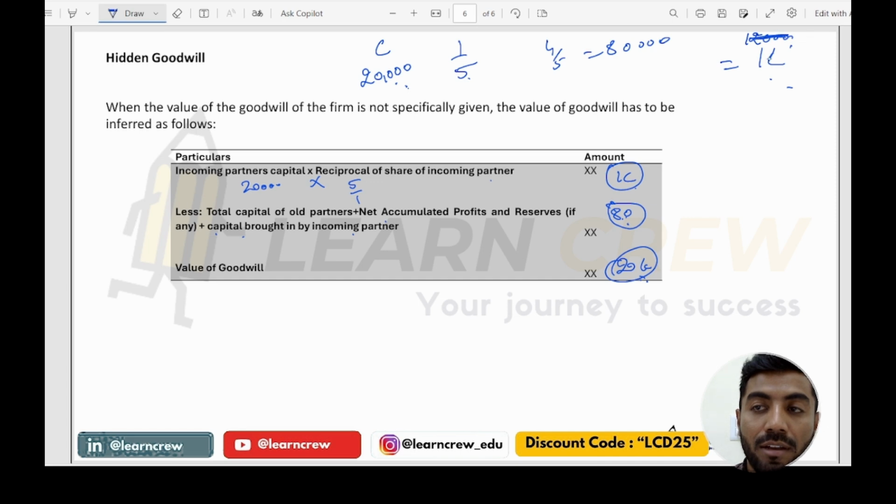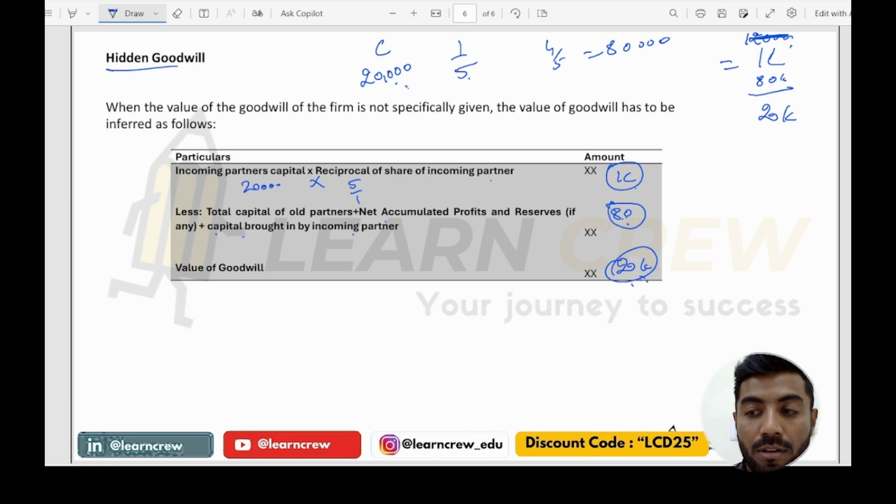Here it has to be 80,000, not 1 lakh 20. The balance, whatever was at 20,000, will be the goodwill, over and above what is there in the firm. Total capital over and above what is there in the firm is nothing but the goodwill. That is nothing but the hidden goodwill basically.